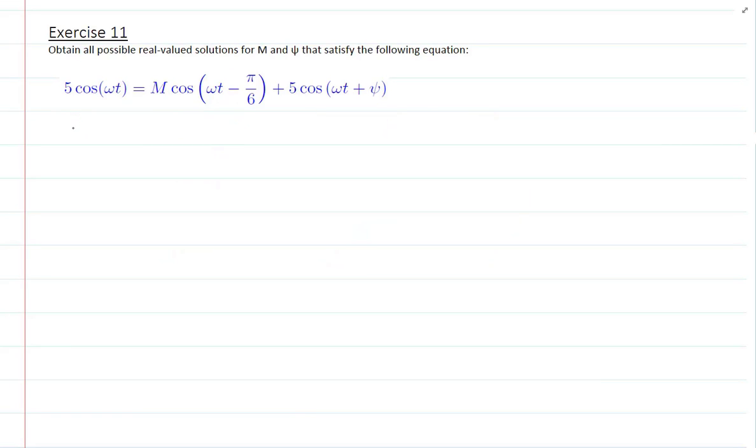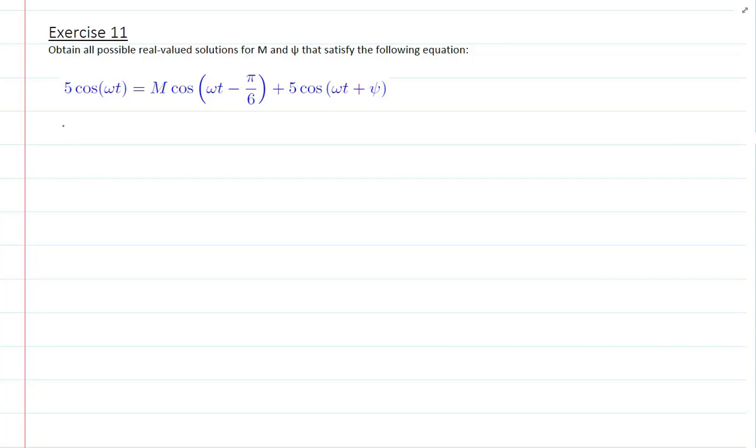Welcome to the Pencast video of exercise 11. Obtain all possible real-valued solutions for m and phi that satisfy the following equation: 5 times the cosine of omega t should be equal to m times cosine of omega t minus pi over 6 plus 5 times the cosine of omega t plus phi.